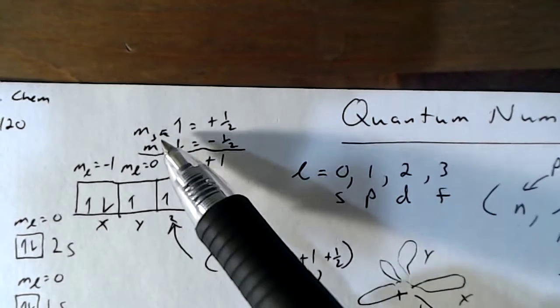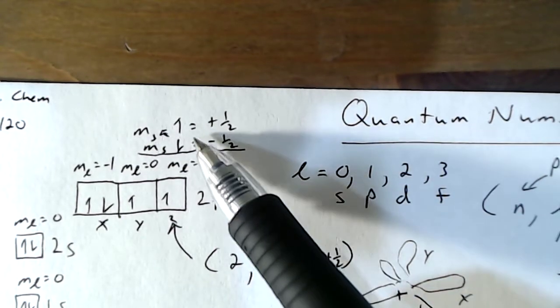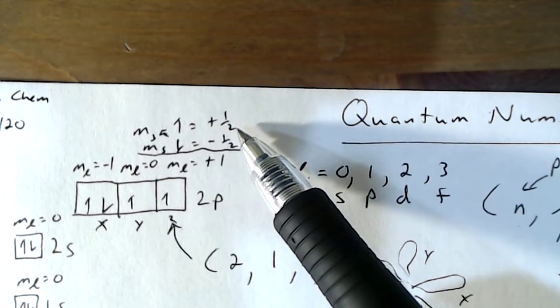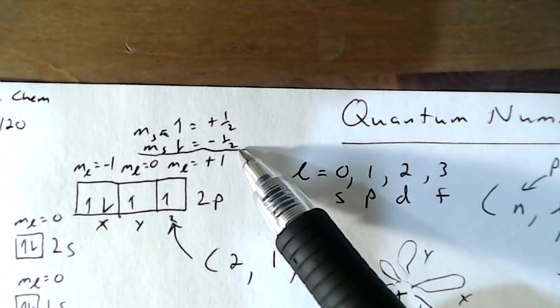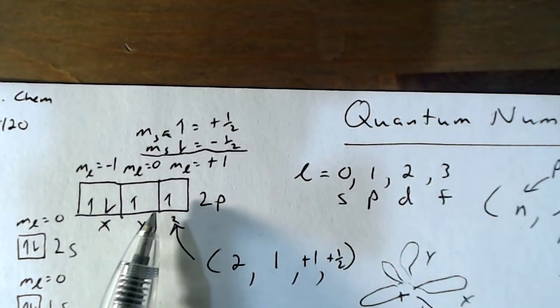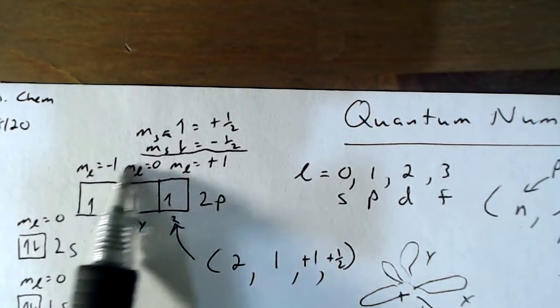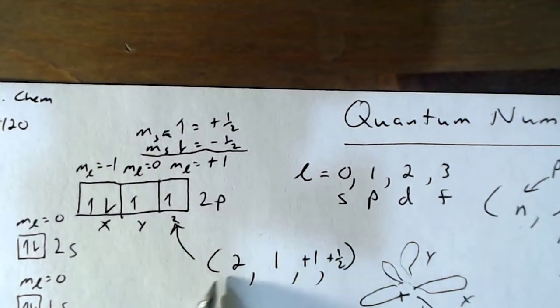And then finally, MS can have values of +½ or -½. You could say that an upspin, a clockwise spin, might be +½ and a downspin, a counterclockwise spin, might be -½. So why is this the code for this electron? All right. So it is in principal energy level 2, in the 2p, so its n value is 2.